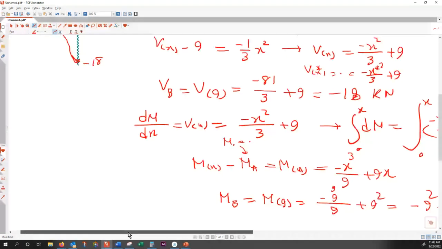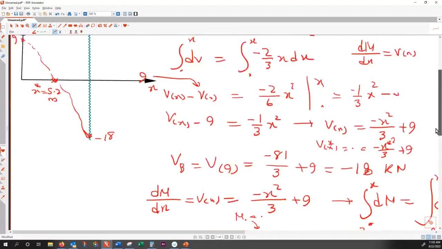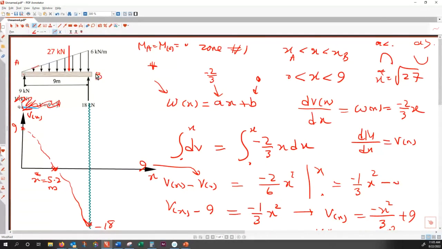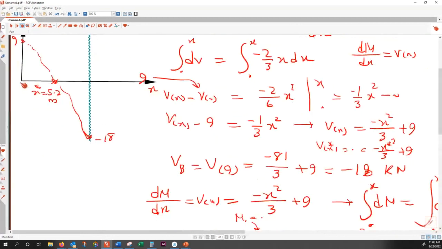Does this comply with the constraints of the problem? Does it make sense to have 0 bending? Yes, it does, because the end point is a roller support. Roller cannot take bending, and the starting point is a pin. So neither of these two can take a bending, and therefore that makes things very promising. It's a good indication we are on the right track, right?